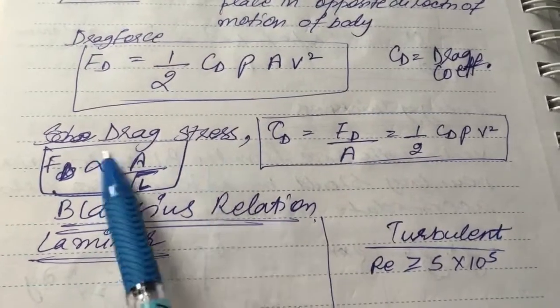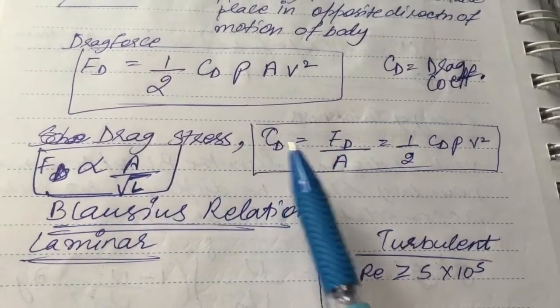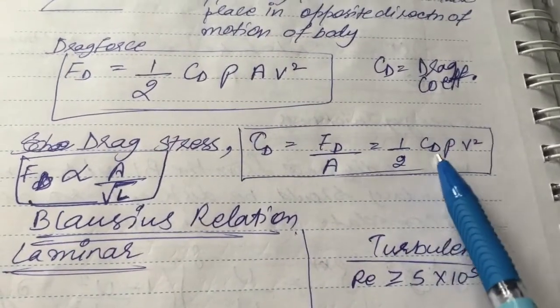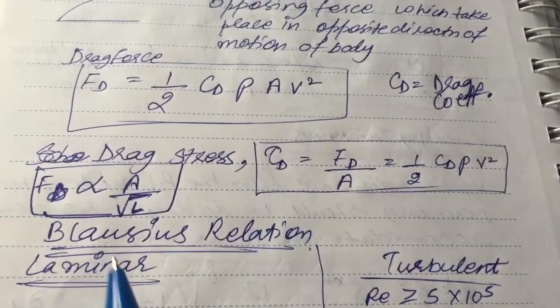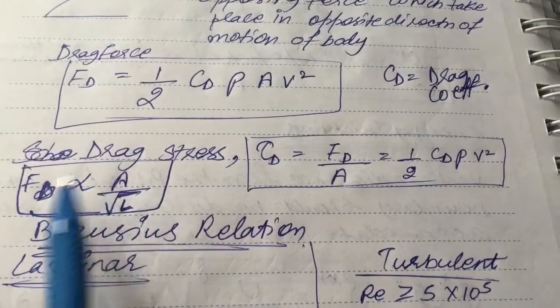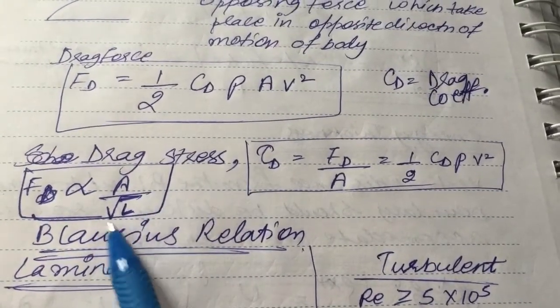Then we have drag stress, denoted as tau d. It is equal to Fd by area, so it would be equal to 1 by 2 Cd rho v square, and drag force Fd is directly proportional to area by under root of length.